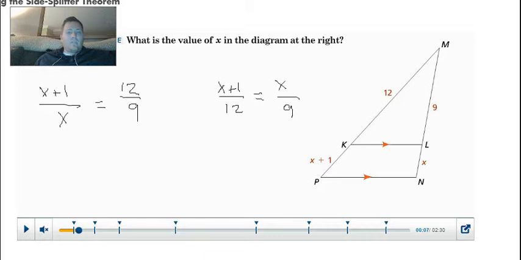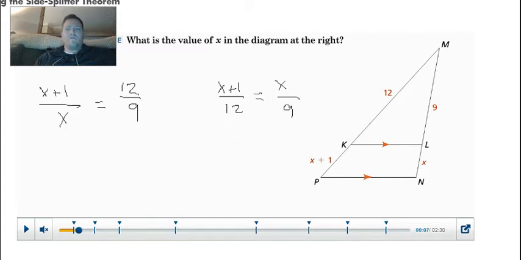And again, if you see right here, when I'm doing my cross multiplying, in both cases I'm going to get 12x. So it doesn't really matter which way that you set it up, whether you go from left to right or from bottom to top, as long as you're consistent with it.